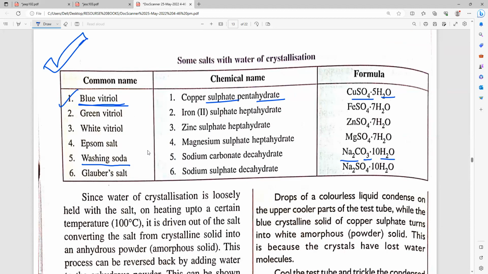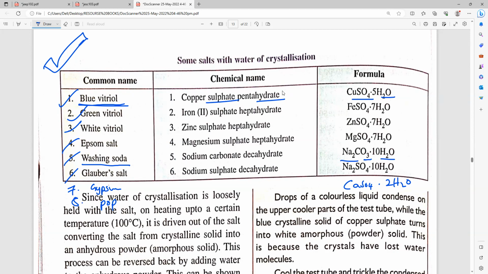You all need to know this. The 6th one, and the 7th one is what? Just now we studied gypsum. Gypsum is calcium sulfate dihydrate, so what is the formula? CaSO4.2H2O. And the 8th one you also want to add, POP, plaster of Paris.